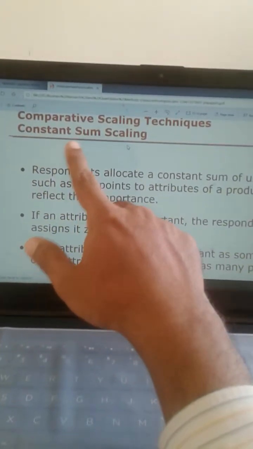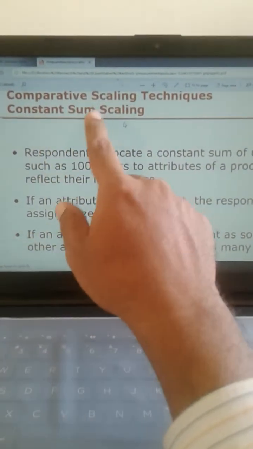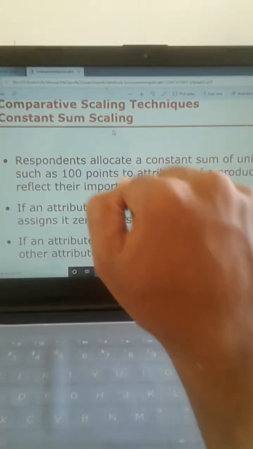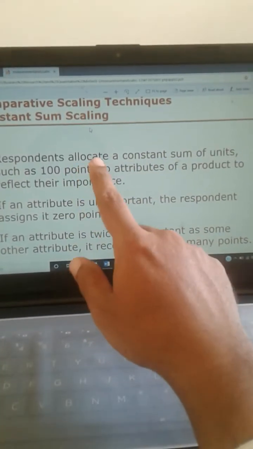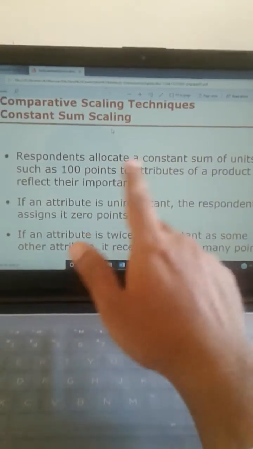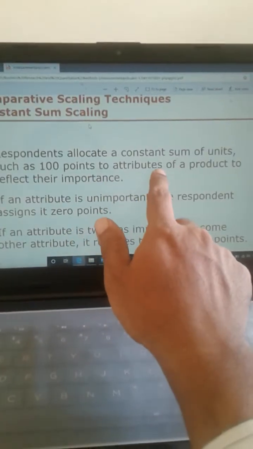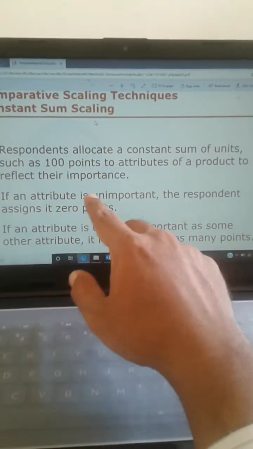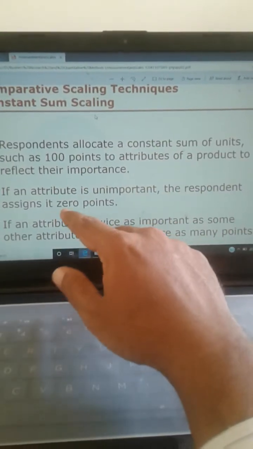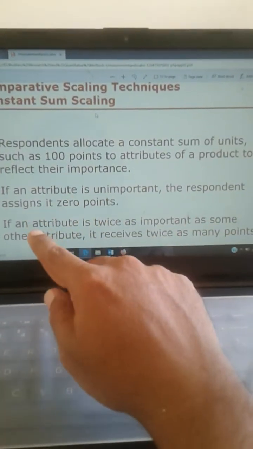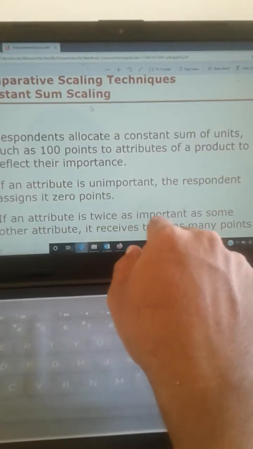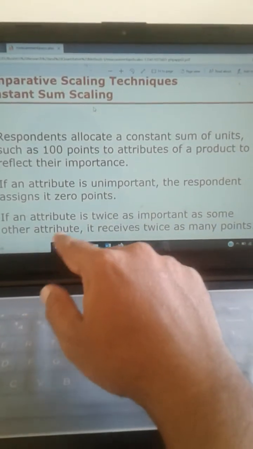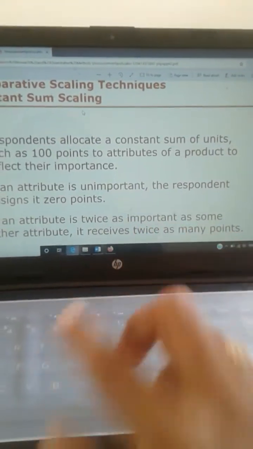Right, so the third type of comparative scaling technique is constant sum scaling. Now, what happens in this? Respondents allocate a constant sum of units, that is 100 points, to attributes of a product to reflect their importance. If an attribute is unimportant, the respondent assigns it 0 points. If an attribute is twice as important as some other attribute, it receives twice as many points.